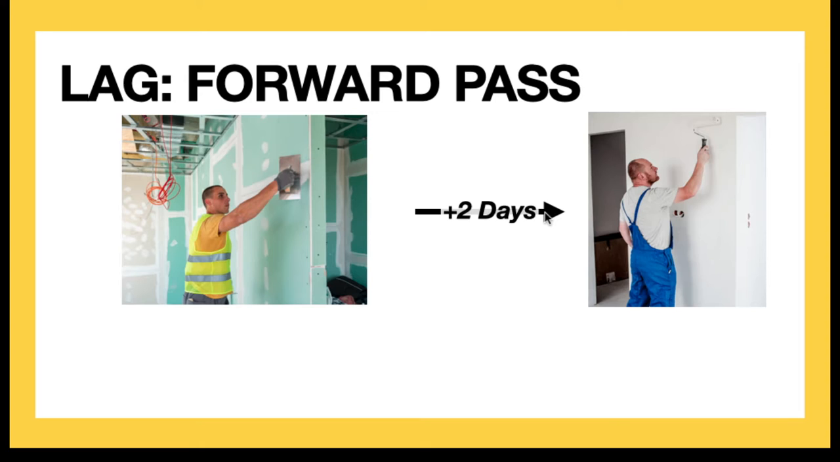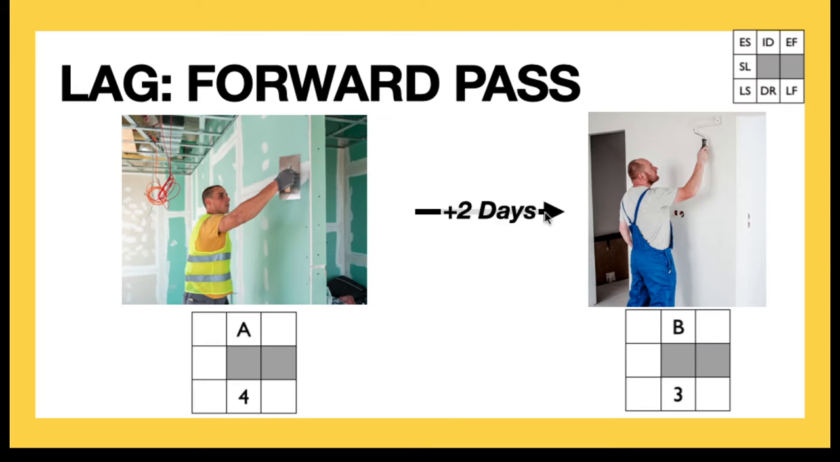So let's go back to the first example again, where we had 2 days of lag for the drywall to set up or dry. Well, let's look at how that would work in a forward pass. So A is our drywalling event, and B is our painting event. Well, we start out at 0 in the forward pass for A. We add 4 days of duration. It takes 4 days to do that drywall work. So we're able to have an early finish of 4 days.